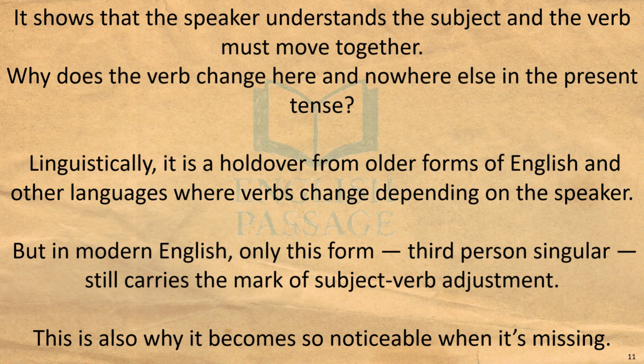It shows that the speaker understands the subject and the verb must move together. Why does the verb change here and nowhere else in the present tense? Linguistically, it is a holdover from older forms of English and other languages where verbs change depending on the speaker. But in modern English, only this form, third person singular, still carries the mark of subject-verb adjustment. This is also why it becomes so noticeable when it's missing.